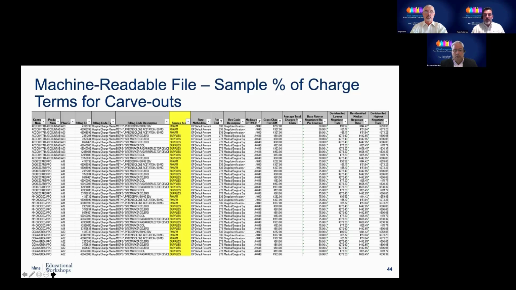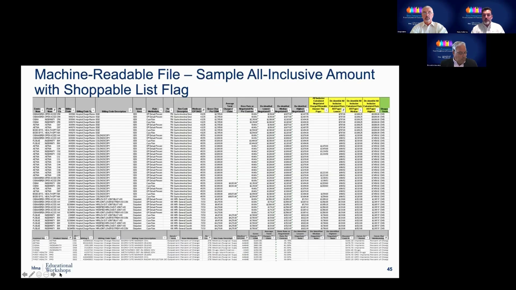On the next slide, off to the right of the worksheet, it's important to show you that we have integrated the historical 12 months of claims data with the contract data to facilitate the calculation of all-inclusive negotiated, estimated, or average negotiated allowable reimbursement for private outpatient, ED, and outpatient surgery cases. We do this along with flagging in the same file those items that are shoppable.